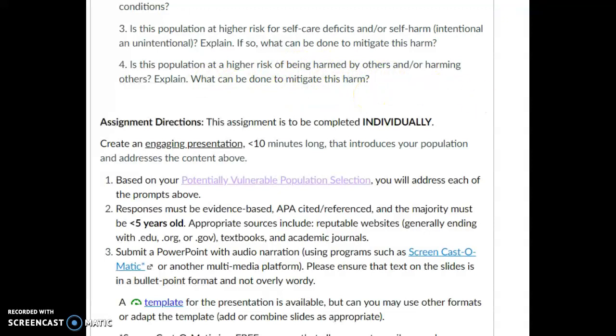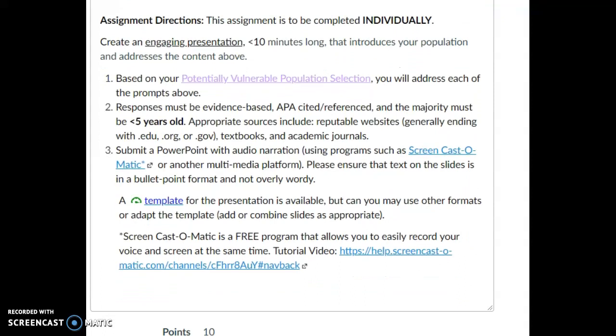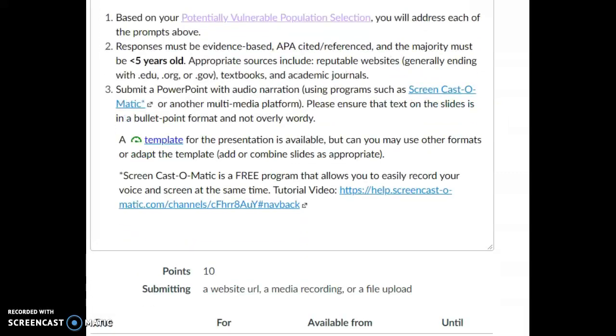So with each of these prompts, you'll notice if you go down here to the assignment directions, again, it talks about you doing this individually. You're creating a presentation that's less than 10 minutes long. When you do this, make sure all your references are within the last 5 years. Make sure they're reputable. But once you find your information, you're going to be putting it onto a PowerPoint presentation first, and there's a template here you can use.